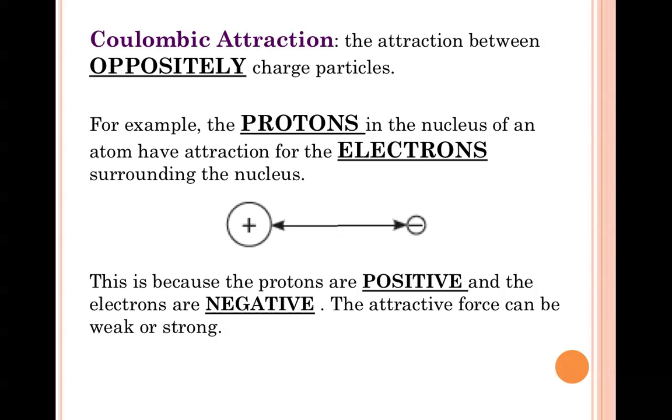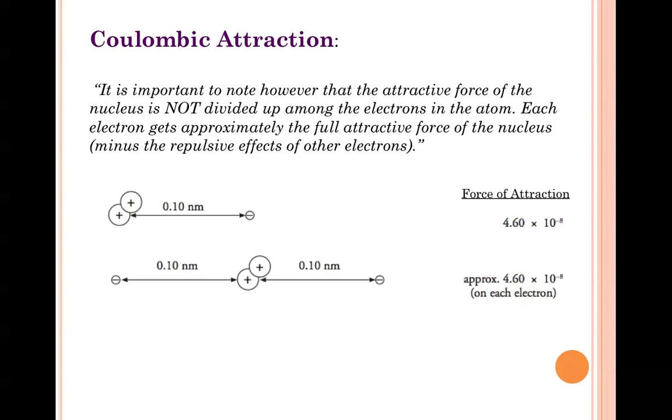So first I want to go back to the POGIL that you did on Coulombic attraction. Remember, this is the attraction between oppositely charged particles. For example, when we talk about our protons that are positively charged in the nucleus and the attraction for the negatively charged electrons that surround the nucleus. And again, this is because they're oppositely charged particles, so it's going to cause an attraction between them. And this force can be weak or strong depending on a couple of factors.